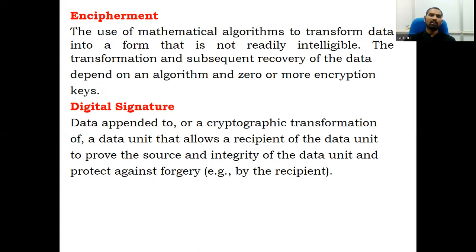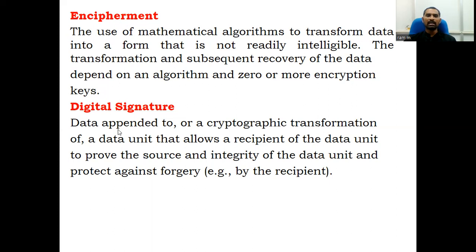It depends. If you are following only one key, we can call it a symmetric algorithm. If you are following two different keys, we can call it an asymmetric encryption algorithm. Zero keys means you are following some transposition or substitution techniques, like the monoalphabetic cipher. There we don't use any keys. Simply we replace one alphabet with another alphabet. So this is one security mechanism.